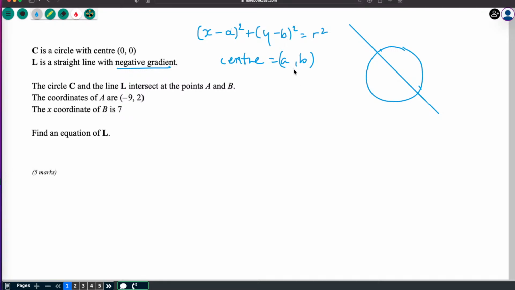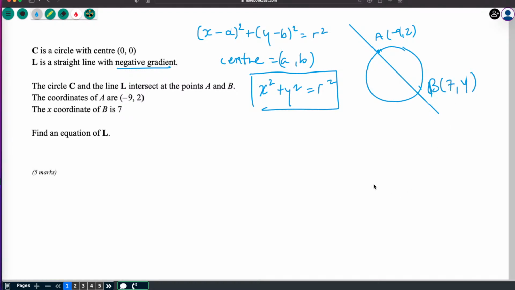Now, if the center is at 0, 0, then the equation of the circle will look like x squared plus y squared. We don't need to worry about the brackets. So this is the general form for our circle where the center is at 0, 0. We also have points where the line intersects. The coordinates of A are negative 9, 2, and the x coordinate of B is 7. So down here at B, we've got 7, some y coordinate.